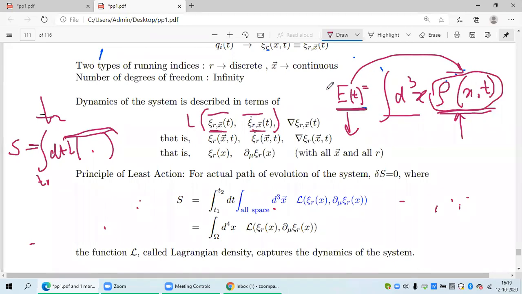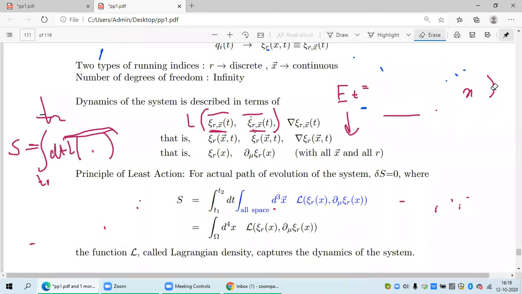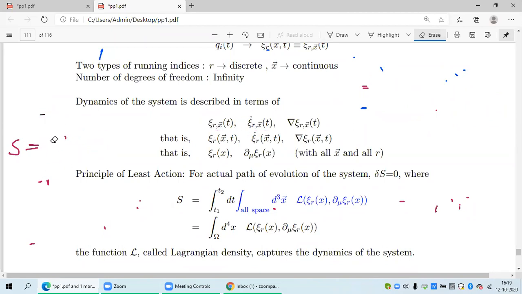Yes, I understand that. But in the line you have written, A is equal to the integral from T1 to T2 of d cube x, Lagrangian density of zeta r and its derivatives, why have you not written T, that is zeta r of x comma T? Oh, I dropped it. I could write T here, and it can be an explicit function of T. But generally we don't discuss non-conservative systems, so I drop T. For the most general case, T will be here.